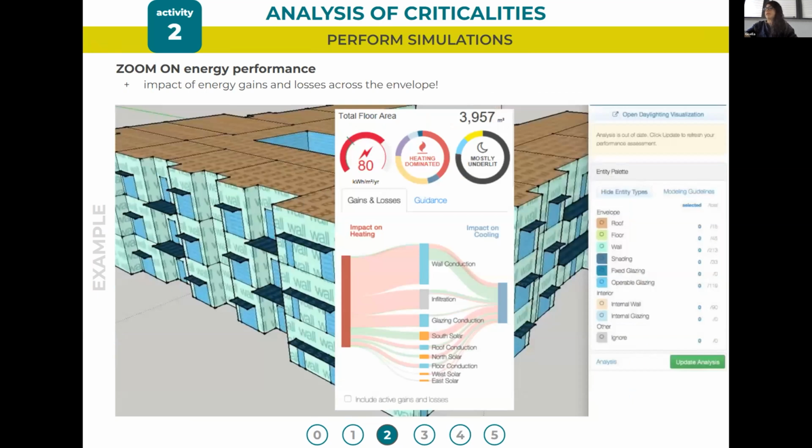According to us, it is very interesting also the possibility of more recent software to understand the exact contribution of the different elements of the envelope on the energy consumption for heating and for cooling. For example, in this image, we can see how the wall conduction impacts heating and cooling in two moments of the year. And also this kind of visualization lets us better understand which are the criticalities and which instead are the parts of the envelope that are working well.